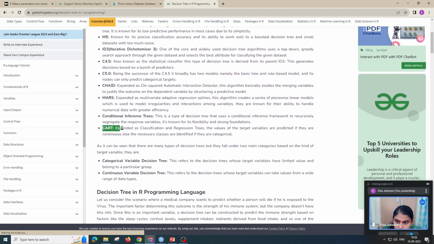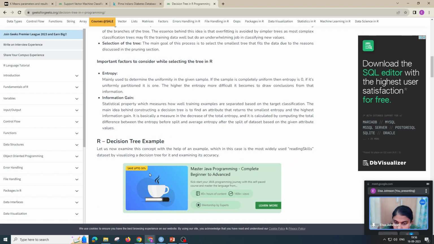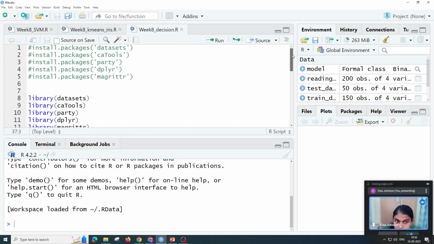Now, usually we will be using CART, which is classification and regression trees. This is normally used right now. There are many other methods also. How to do that and the different ways to select the tree are given here, and you can read through that. Last class I explained how you will see the different trees and how you will be taking the values.